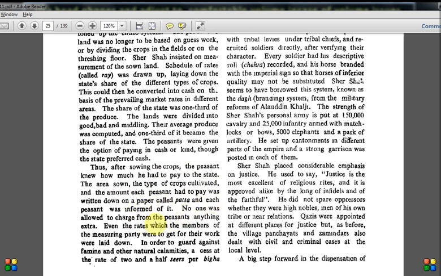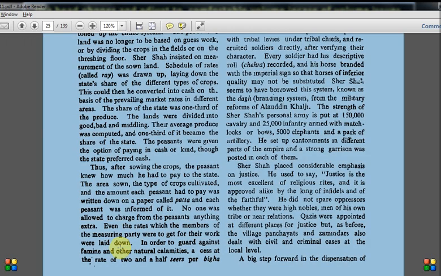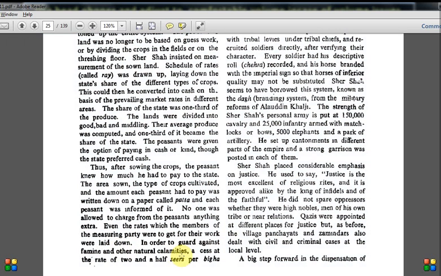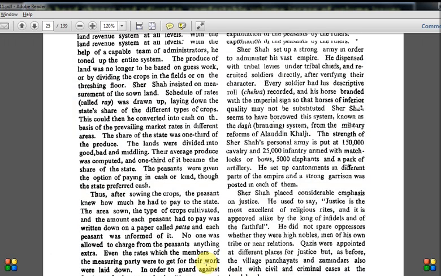No one was allowed to charge from the peasants anything extra. Even the rates which the members of the measuring party were to get for their work were laid down. So all kinds of rates, how much will be given to the person who is measuring the land, who is making this patta. Everybody has correct distribution of this revenue. Now, in order to guard against famine and other natural calamities, a cess at the rate of 2.5 seers per bigha was charged. It's just a unit of that time, you just need to know around this thing.